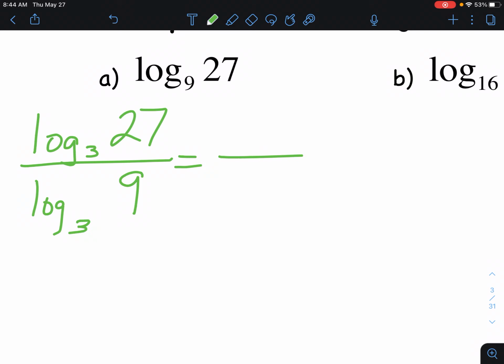Remember, we're thinking exponents. 3 to the power of what gets 27? That exponent would be 3. Now the denominator. Use mental math here as well. 3 to the power of what gets 9? That would be 2. 3 to the second power gets 9. So there's your answer, 3/2. If you want to change it to 1.5, go ahead.